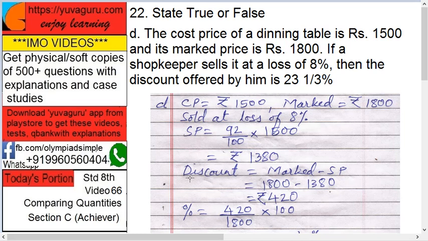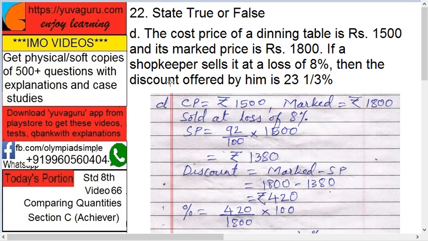Now what is the discount then? Discount equals marked price minus selling price. Right? At what price should he have sold? That is 1800. But he is selling at 1380. Right? So 1800 minus 1380. That is the discount, that is 420. Now 420 is the discount given.